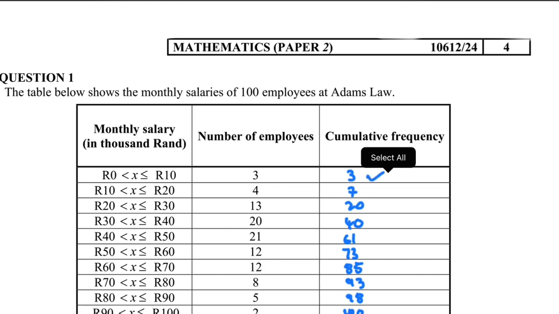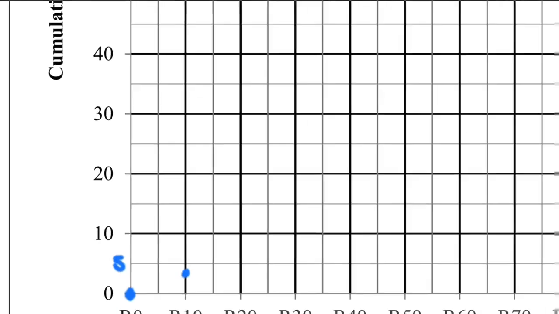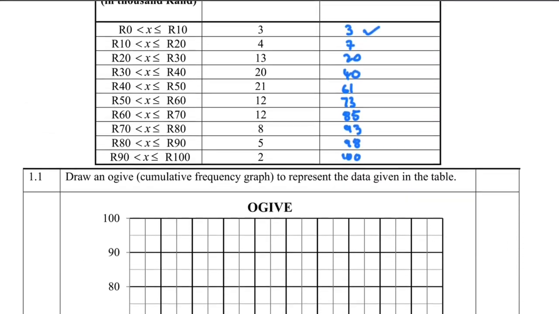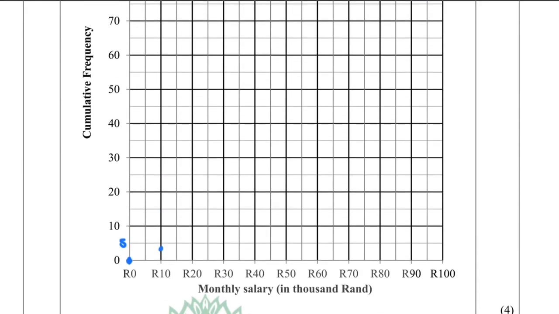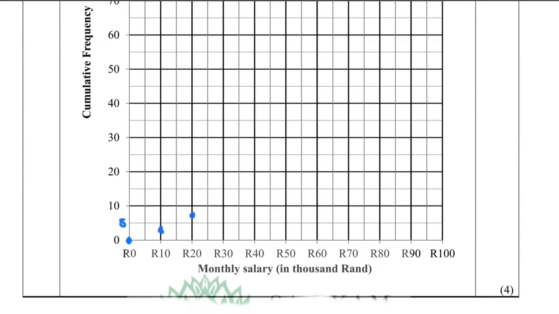0 to 10, the cumulative frequency is 3. So here is where we have 3. So 0 is always 0, and then 0 to 10, we know that the cumulative frequency is 3. So if this is 10, we know that we have 5 here. So 3 should be somewhere there, right? And then 10 to 20, we have 7. So 7 should be somewhere here. And then 20 to 30 is 20, right there.